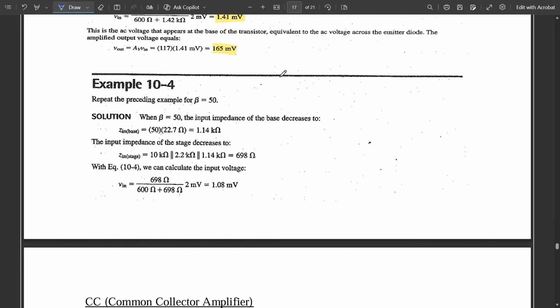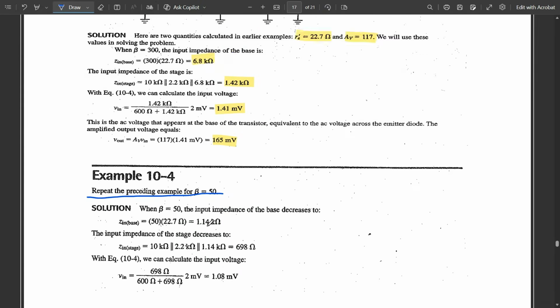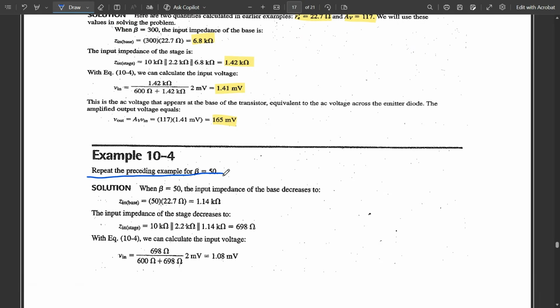Similarly, they have mentioned the same problem by repeating the preceding example for beta equal to 50. The same procedure, where they have only changed the value of beta. So I'll not tell you again, just go through it once. These notes I have already put in the description. Go and see this once.